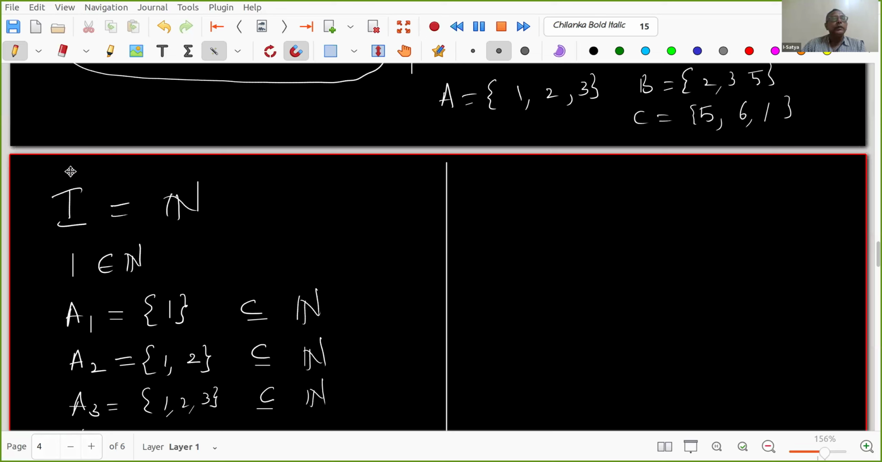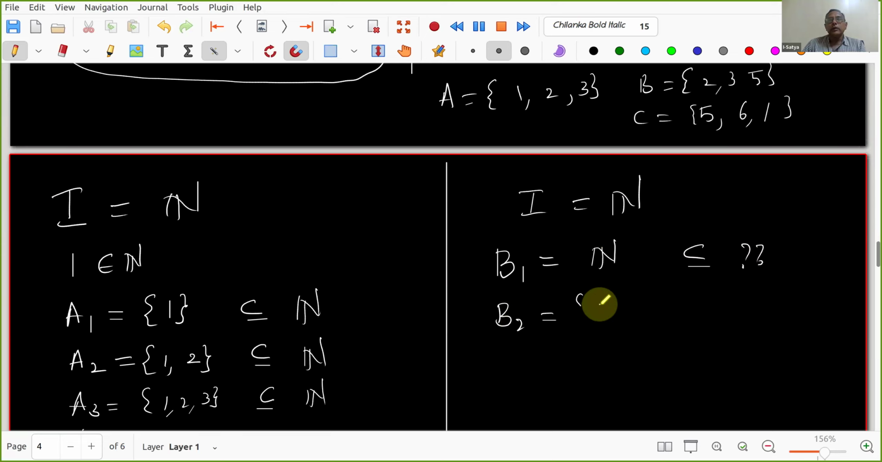Okay, so all of you now, I am giving another example. I am again taking I equal to the natural numbers. But now I am constructing some sets like this. B1 is equal to all natural numbers. B2 is equal to 2, 3, 4, and so on. B3, can somebody guess what my B3 is? Is anyone ready? Can you think of what I'm thinking?